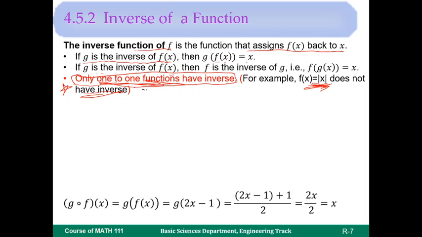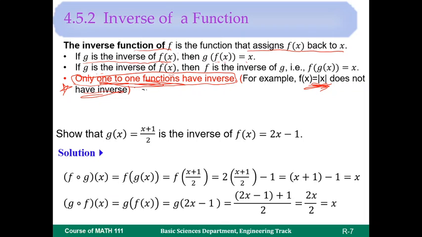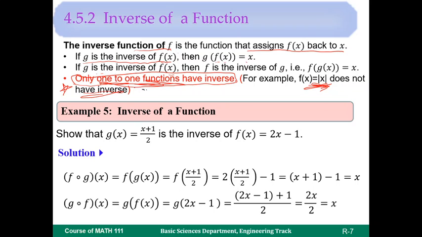Okay, let's look at this example here. Show that g of x is equal to x plus 1 over 2 is the inverse of f of x, which is 2x minus 1. So to show this one, we have to show g is taking f of x to x.